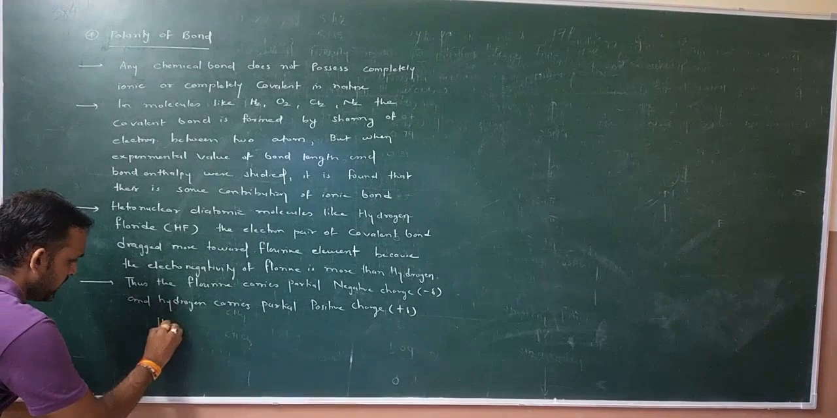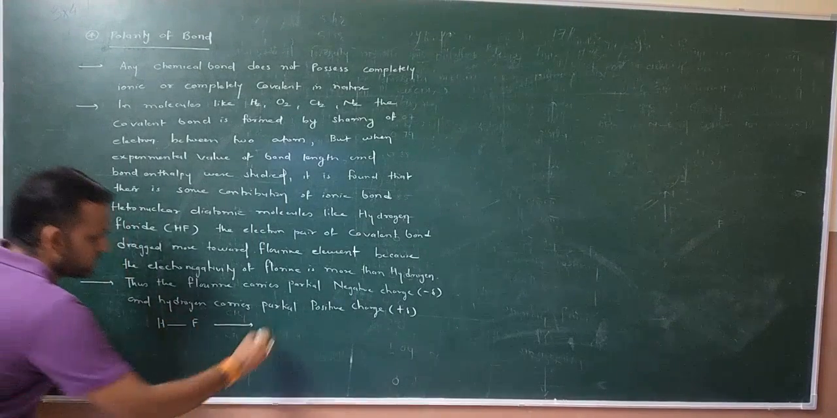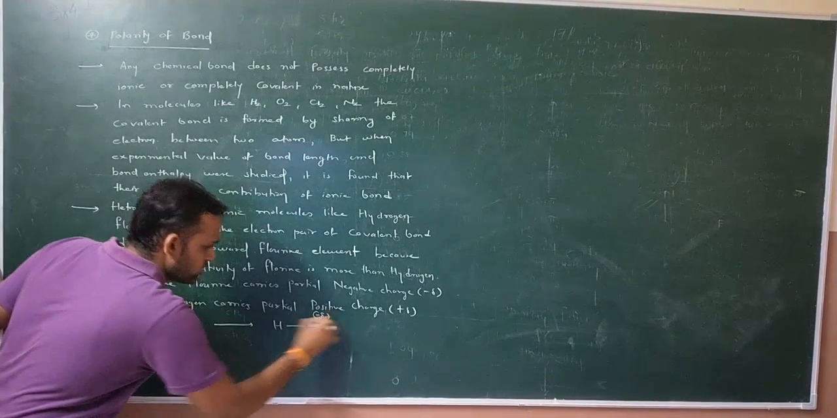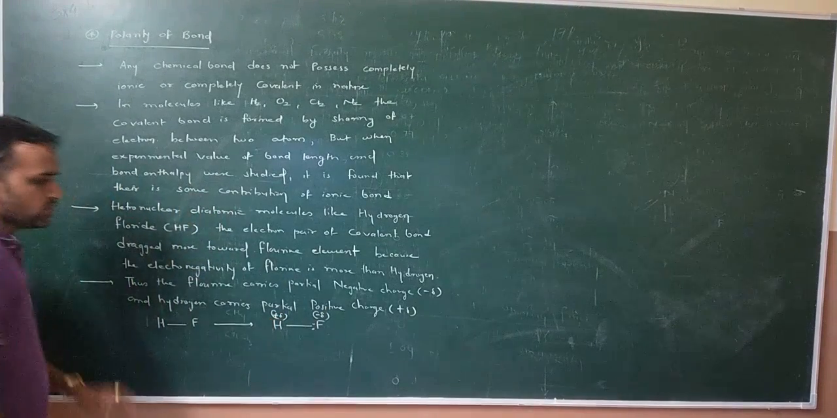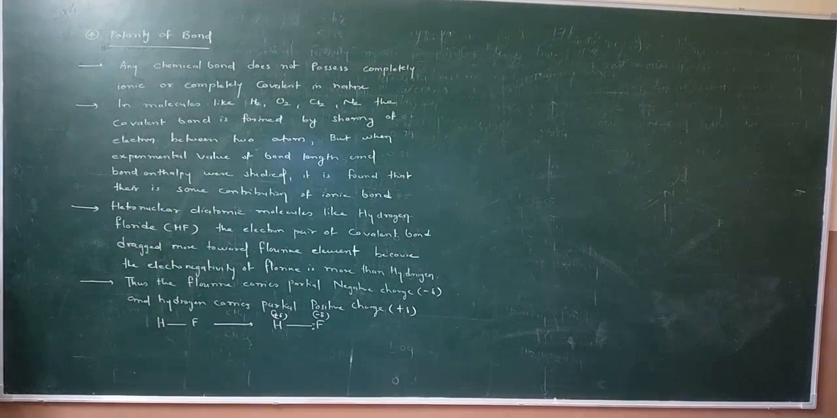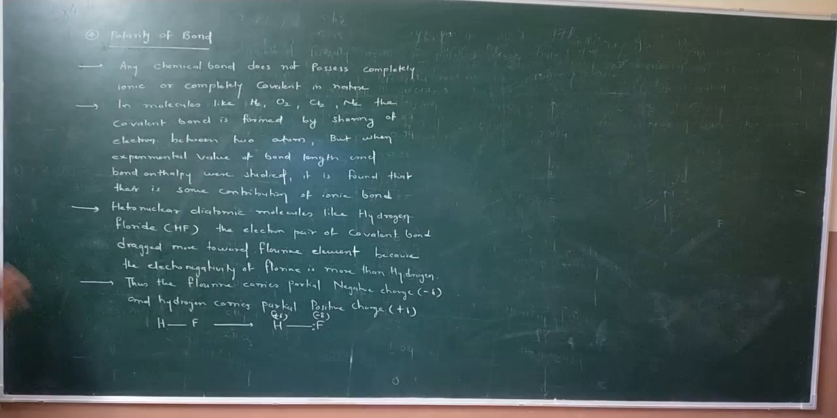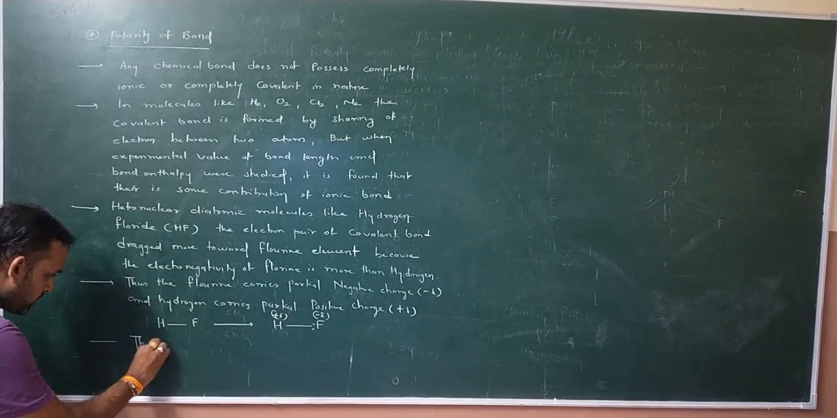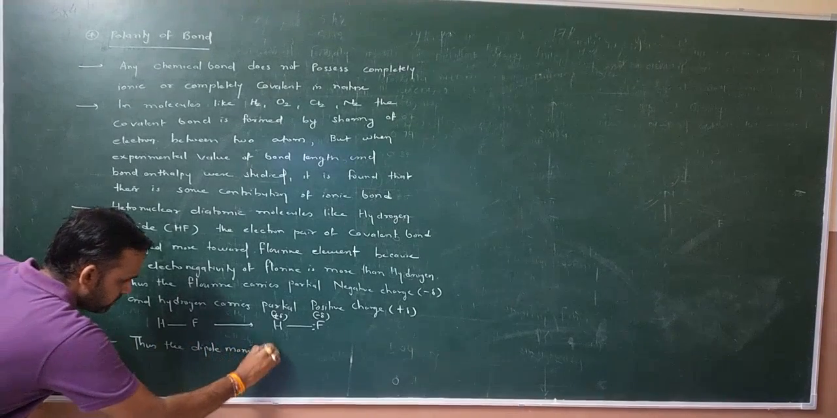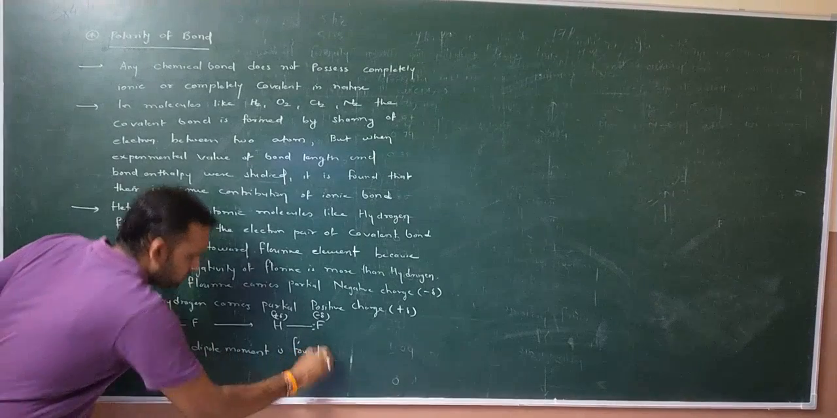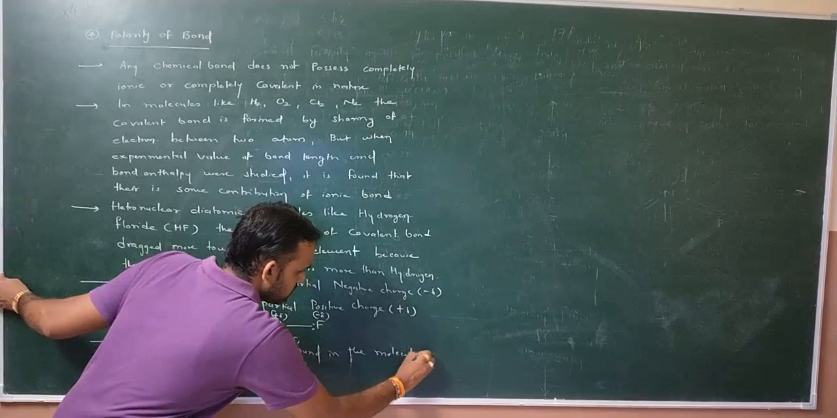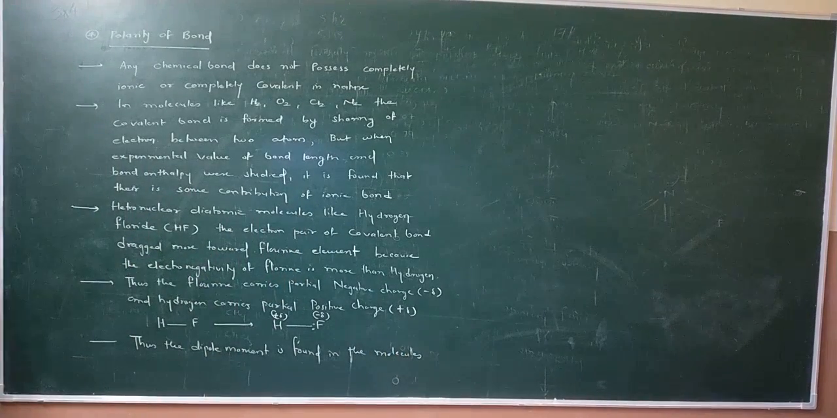Understand? So here I can write H-F, hydrogen and fluorine with a bonding pair, and here partial negative charge and here partial positive. So whatever the bond is there, it becomes polar, right? So the dipole moment is found in the molecules due to this property of polarity.